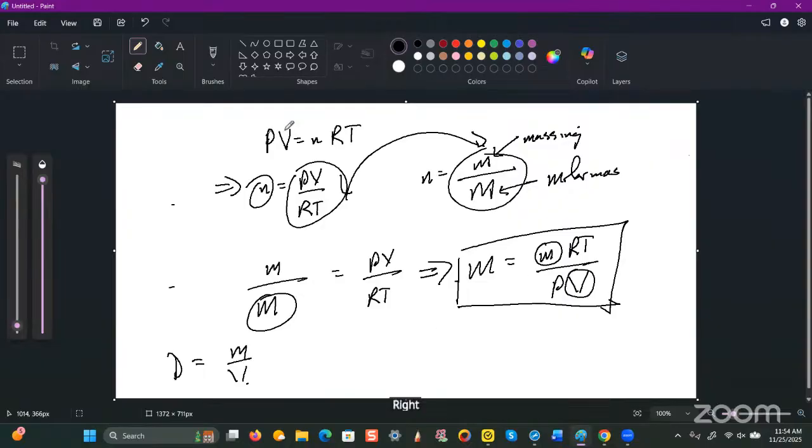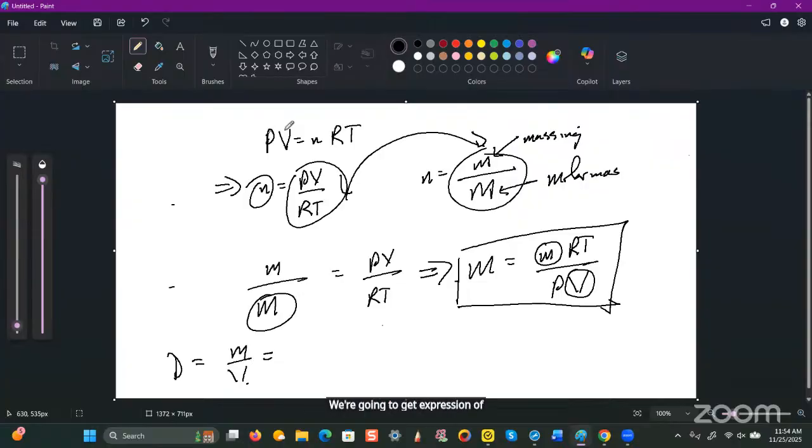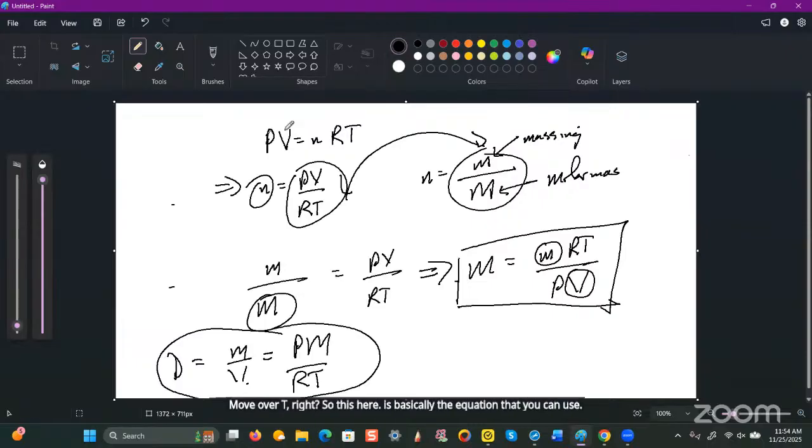So if we can isolate M over V on one side and bring all the other terms on the other side, we're going to get an expression for density. If we bring P here and RT down here, we're going to get PM over RT, right? So this here is basically the equation that we can use to express or calculate the density of a gas.